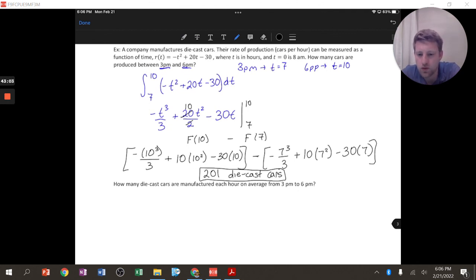So a follow-up question would be, how many die-cast cars are manufactured each hour on average from 3 p.m. to 6 p.m.? Well, if we have 201 die-cast cars over the whole 3-hour time span from 3 to 6, on average we could just take a simple average of our total cars produced and divide by that 3-hour interval. And if we do so, we should get 67 cars produced per hour on average.